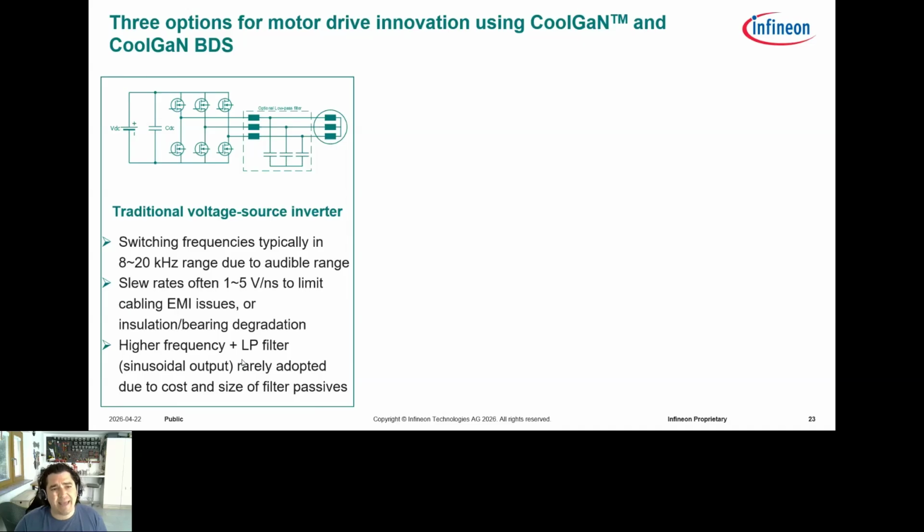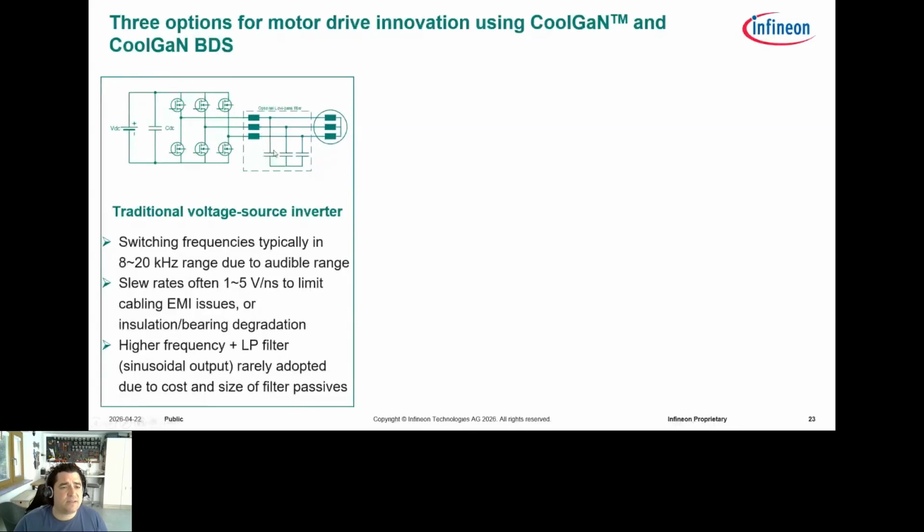Now, you can switch at a really high frequency. Let's say you wanted to switch at 500 kilohertz. If you do that, you can apply a low-pass filter between the inverter and the motor. Then the motor and the cables don't see that DVDT, so you could go as fast as you want. You could switch at 400 volts per nanosecond and then go to really high frequency and filter out.